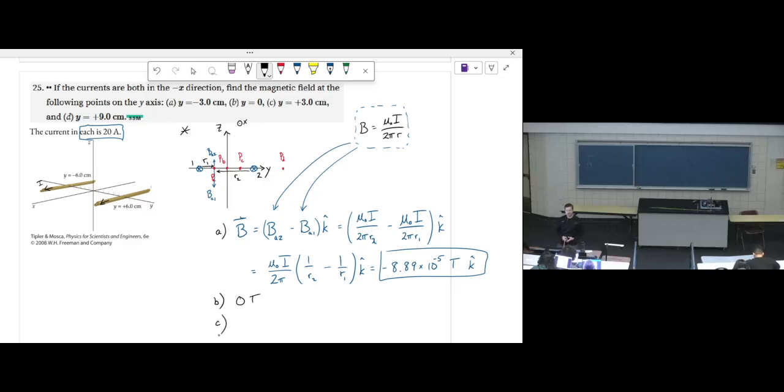What about at point C? It's going to be the same as part A, but now it's going to be going up. Yes, you've got the exact same scenario, but now the upward facing BC2 is so big and BC1 is so big. And so, yeah, you get plus 8.89 times 10 to the minus 5 Tesla in K hat.